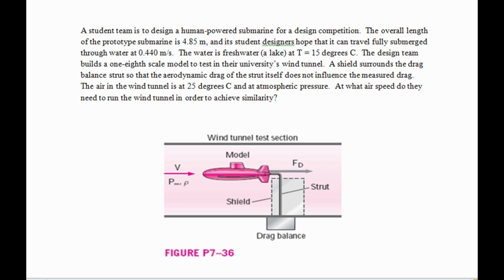From this question, we know that a student designer wants to design a submarine using a prototype submarine with length 4.85 meter. They hope that the submarine can submerge in water with temperature 15 degrees Celsius at 0.014 meter per second. The designer built a 1/5 scale model to test. So, what is the velocity of the model when the temperature is 25 degrees Celsius?